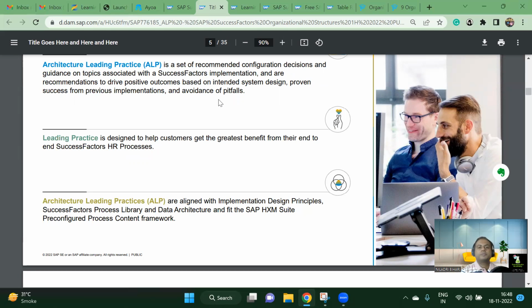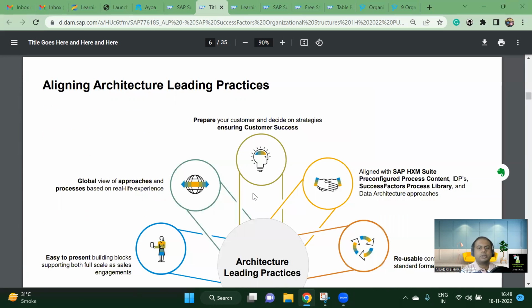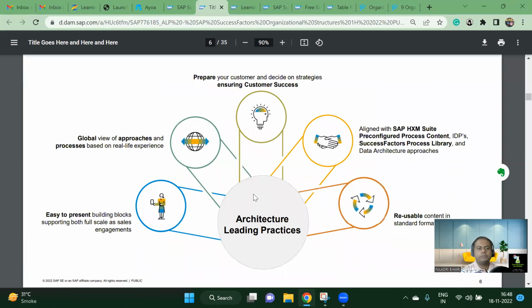Now you have to provide the different recommended configuration decisions, the different topics you have to cover. There is different stuff you'll be finding. It is aligned with your data architecture, design principles, and your process libraries, so that you will be able to understand those pre-configured process content frameworks as well. So this document is of a lot of value. Don't ignore it. It's just like another document, but this can be reusable.